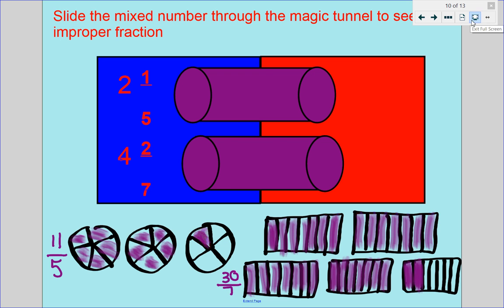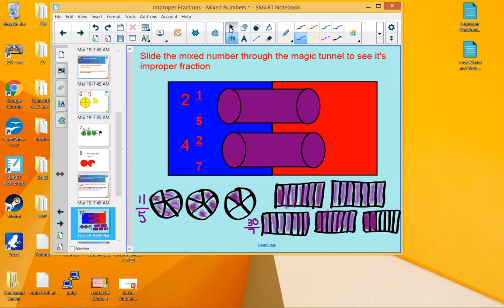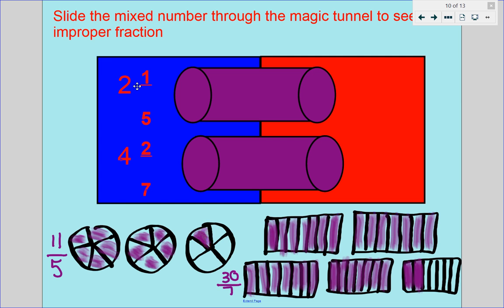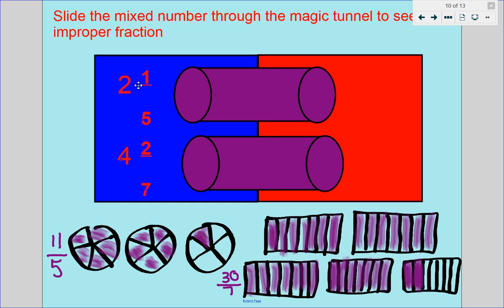Okay, and if we were to go back and push it through the magic tunnel, this might work, it might not. We get 11/5, and on this one, of course, we get 30/7.